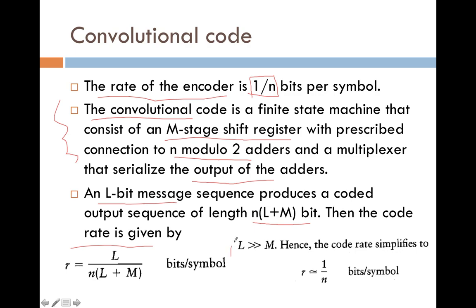If you assume L is greater than m, then the code rate is approximately equal to 1 by n bits per symbol. It means each and every bit will be encoded into n bits. For example, if n is equal to 2, then each and every bit will be converted into 2 bits, encoded into 2 bits. If you increase the value of n, then we need more bandwidth.